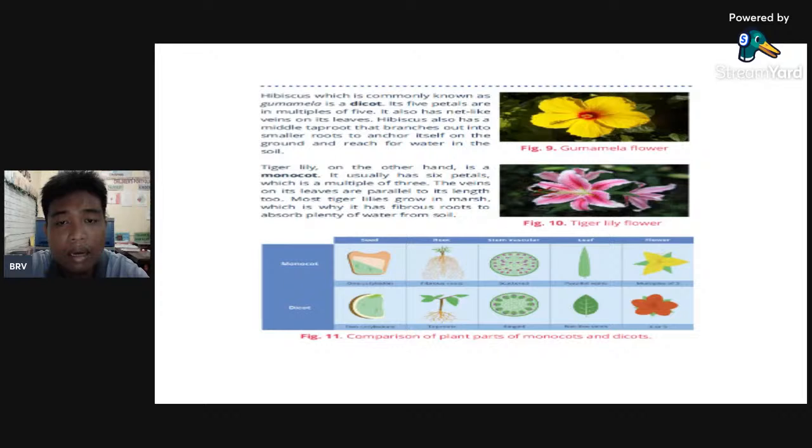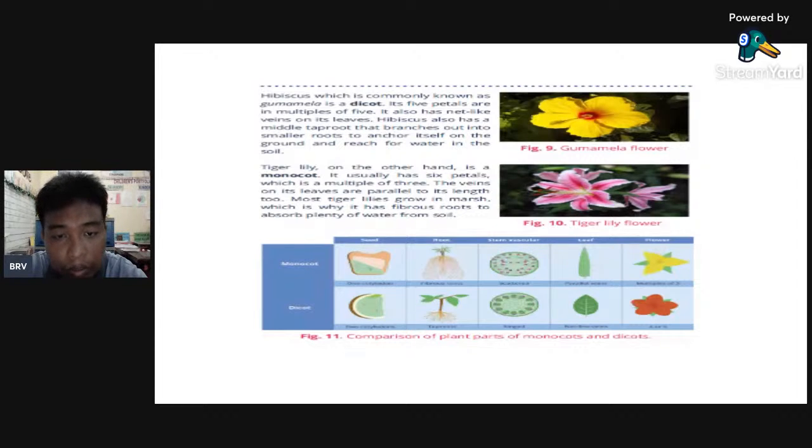Okay, so tiger lily, on the other hand, is a monocot. It usually has 6 petals, which is a multiple of 3. The veins on its leaves are parallel to its length too. Most tiger lilies grow in the marsh, which is why it has a fibrous root to absorb plenty of water from soil. So for monocots, we have learned that a monocot has a fibrous root. That's why these tiger lilies grow in a marsh, so no need to doubt that it has fibrous roots.